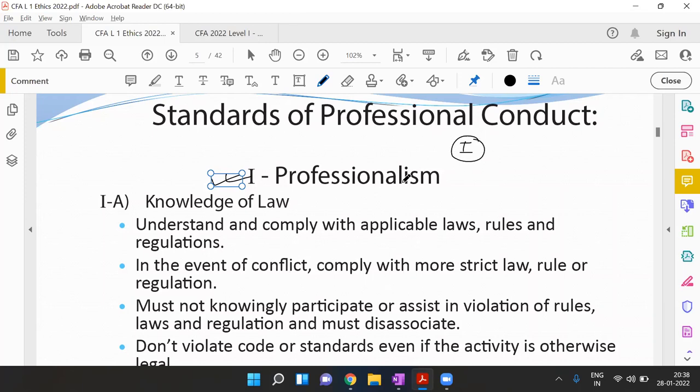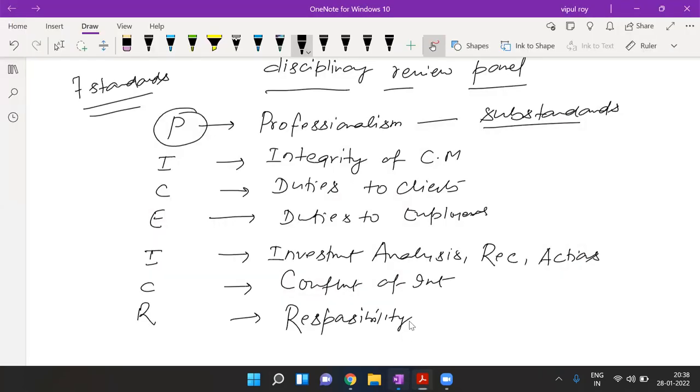Now within this standard, there are 4 sub-standards. So the first sub-standard is knowledge of law, which I am writing here as 1A. This 1 means this is the first standard and this is sub-standard A of the first standard. So the first standard which we are covering here is professionalism, and within that standard, the first sub-standard is knowledge of law.